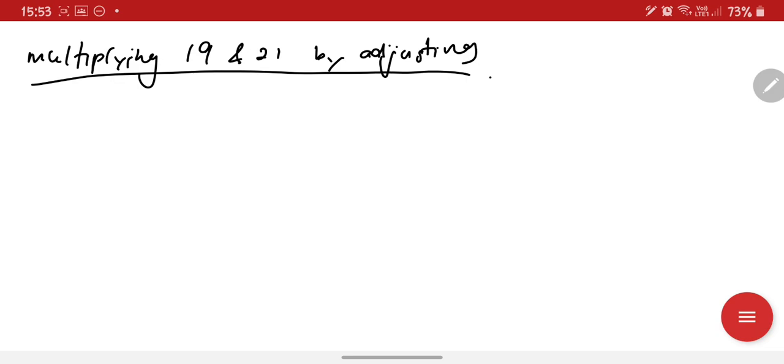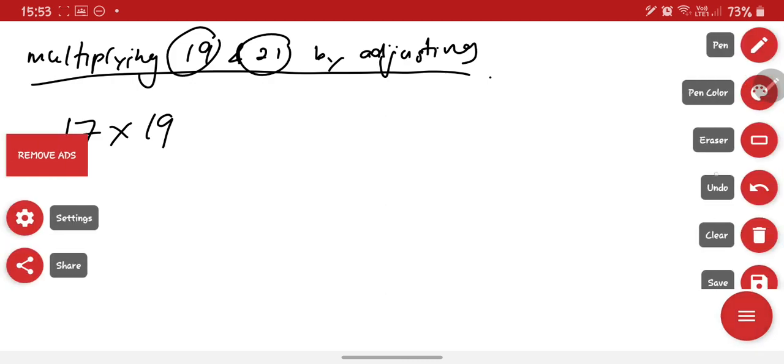Okay, now let's look at the first example. As you see in the question, it is about multiplying by 19 and 21. If you see this kind of question that is multiplied by 19 or 21, you can use this method. Now let's say I give you a question which is 17 times 19.